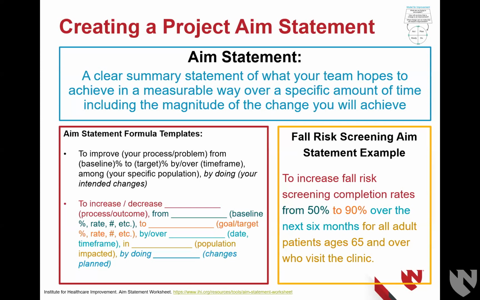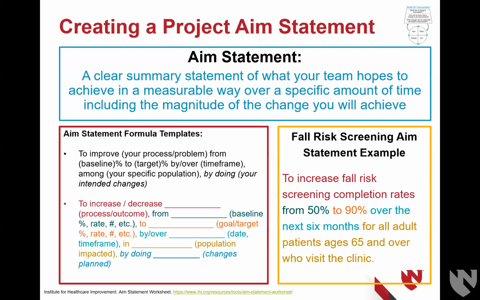To help you with creation of an aim statement for your fall risk screening improvement efforts, we wanted to share with you a couple of example formulas for drafting an aim statement. The first is to improve your process or problem from some baseline measure percent to some target percent by or over some time frame among your specific population by doing whatever your intended changes are.